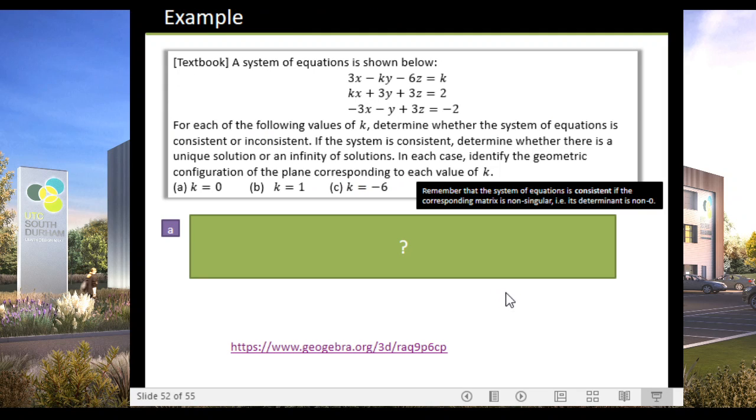Moving on. A system of equations is shown below. 3x minus ky minus 6z equals k, kx plus 3y plus 3z equals 2, and minus 3x minus y plus 3z equals minus 2. For each of the following values of k, determine whether the system of equations is consistent or inconsistent. If the system is consistent, determine whether there is a unique solution or an infinity of solutions. In each case, identify the geometric configuration of the planes corresponding to each value of k.